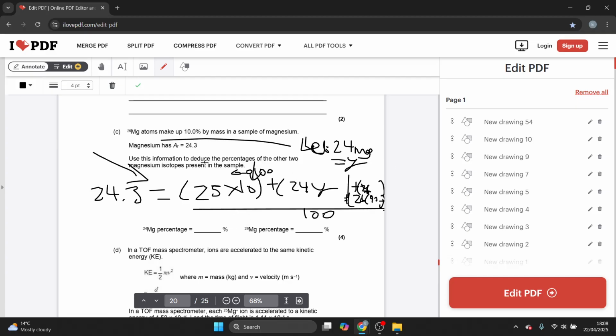But remember, do not overcomplicate it. Just let one thing equal y, and then therefore the other one is just going to be 100 minus. Well, if this is, let's say this is y, then it's going to be 100 minus y, and you have 26 on the outside. But because it's not, that's 10. So it's going to be 100 minus 10, which is 90. 90 minus y.